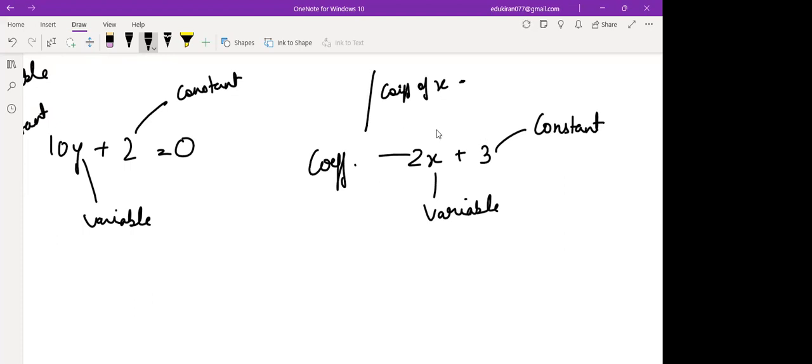So you people will quickly note it up. You will write this and then mark it. 3 is constant, x is variable, and this is the coefficient. You will mention coefficient of x, or you can write constant of x. Okay.